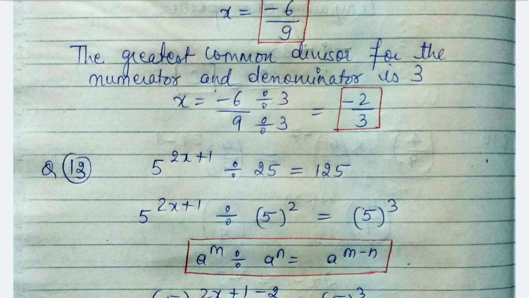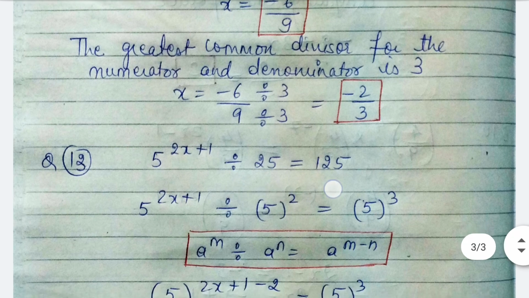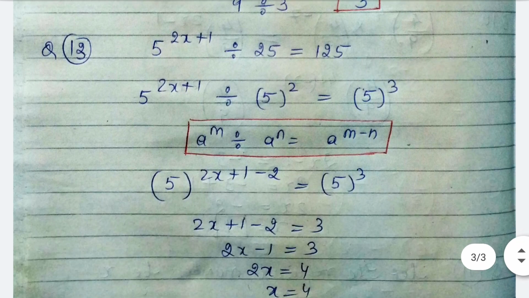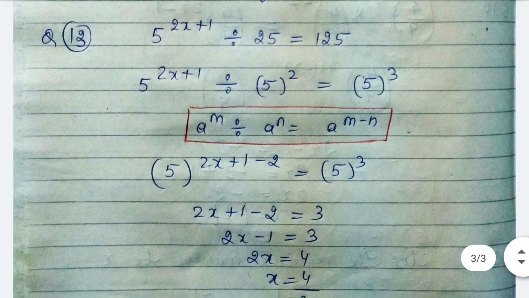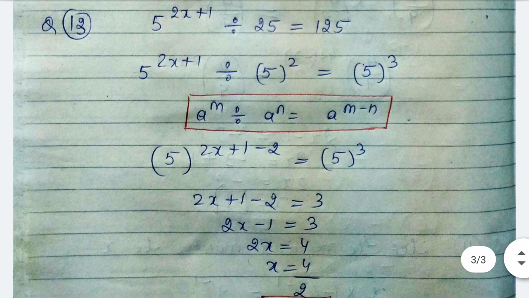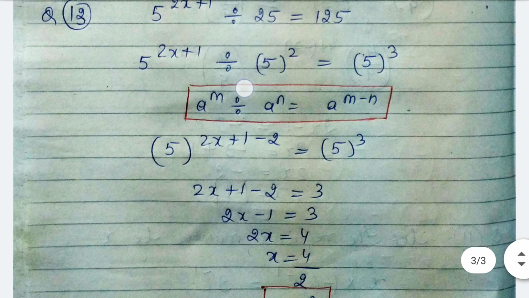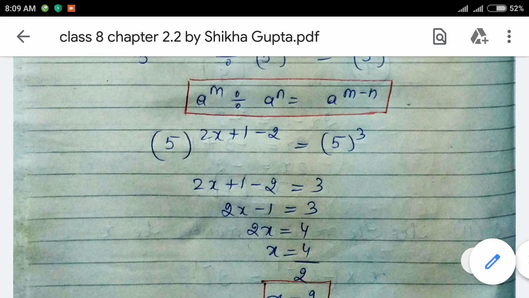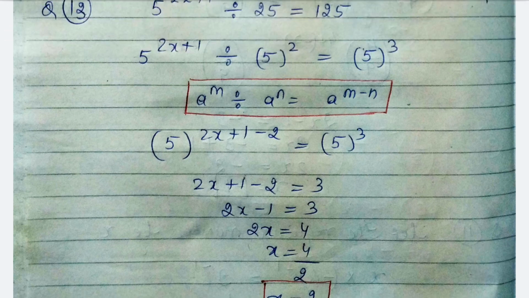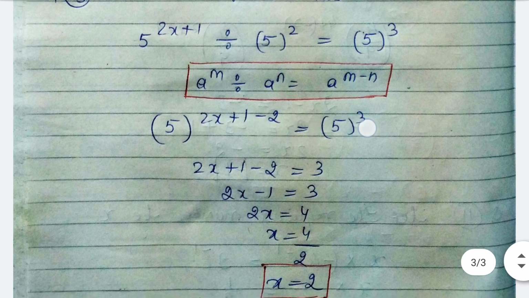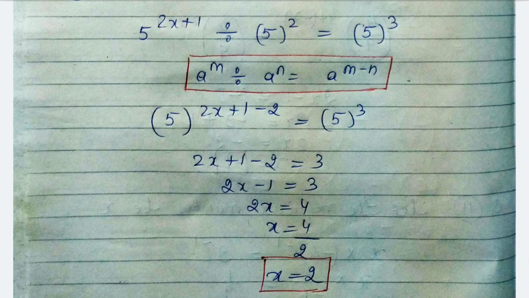And next is your question number 13. 5 to the power 2x plus 1 divided by 25 is equal to 125. Now 25 can be written as 5 to the power 2. 125 can be written as 5 to the power 3, because 5 fives are 25 and 25 fives are 125, and this is 5 fives are 25, right? Next, here we see 8 to the power m divided by 8 to the power n is equal to 8 to the power m minus n.